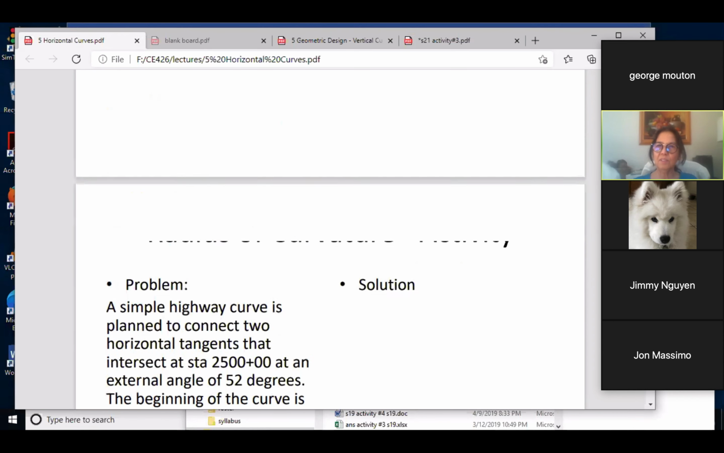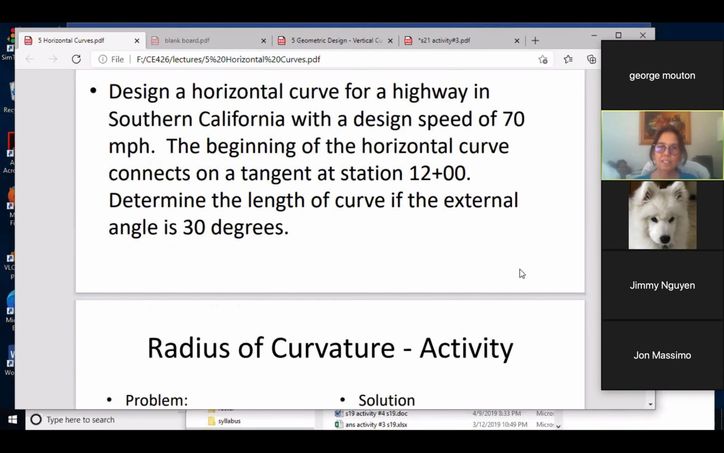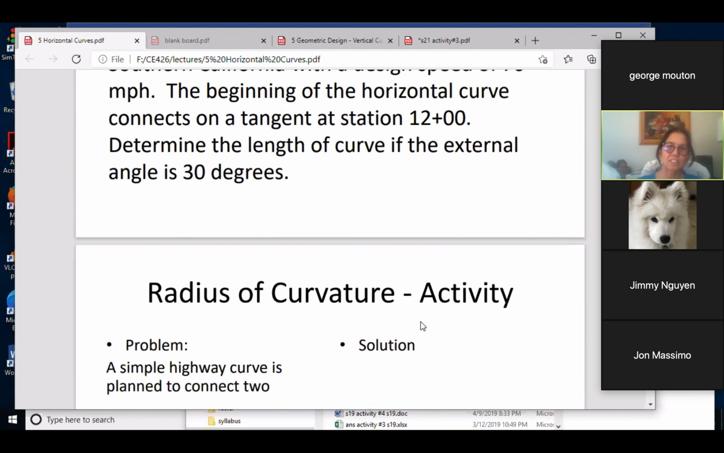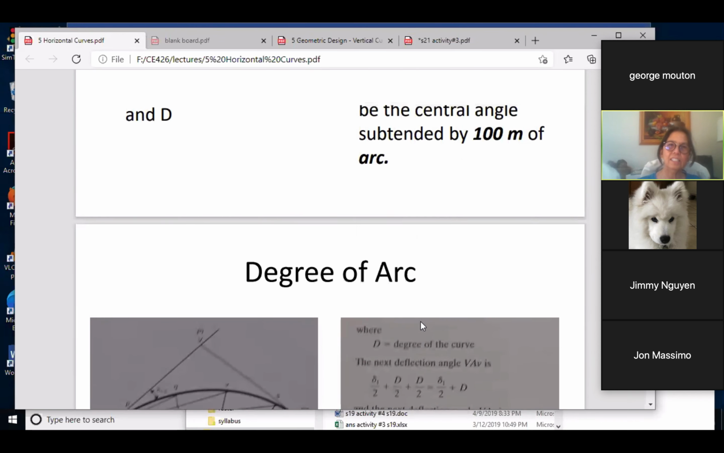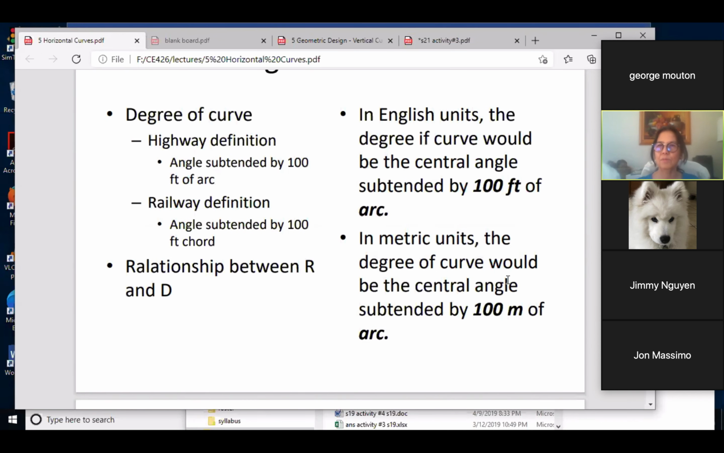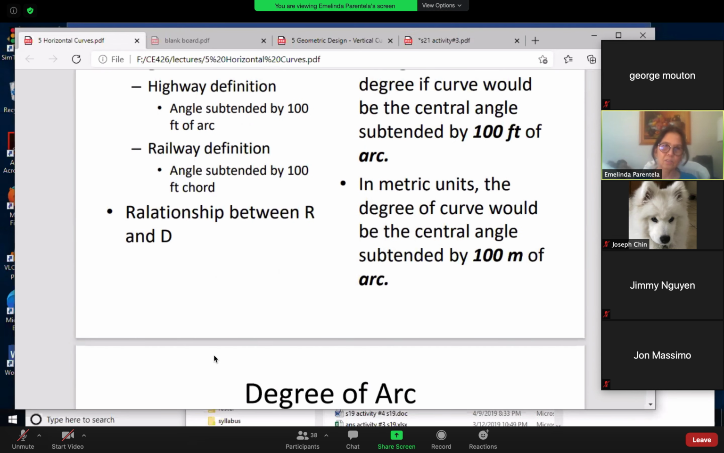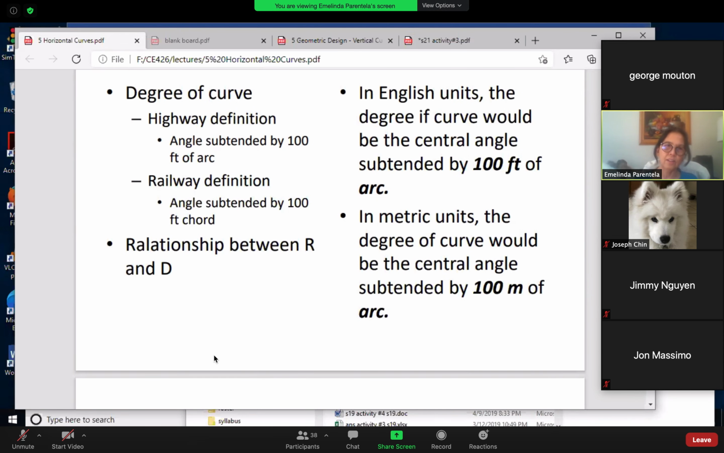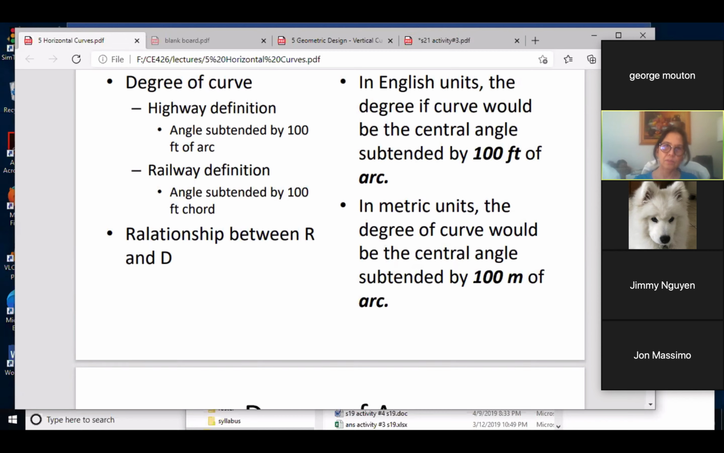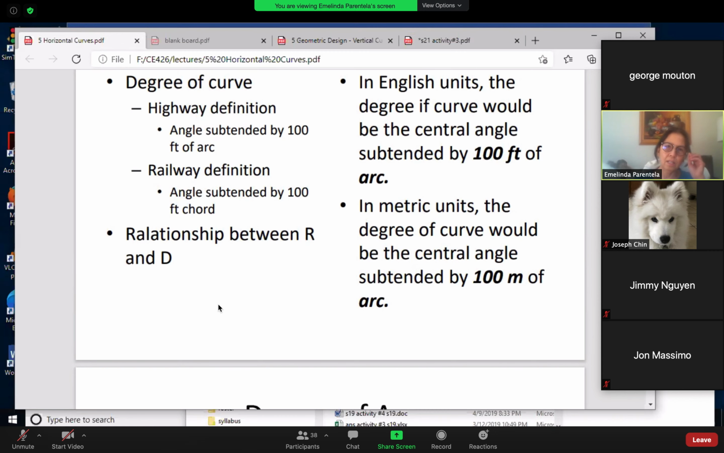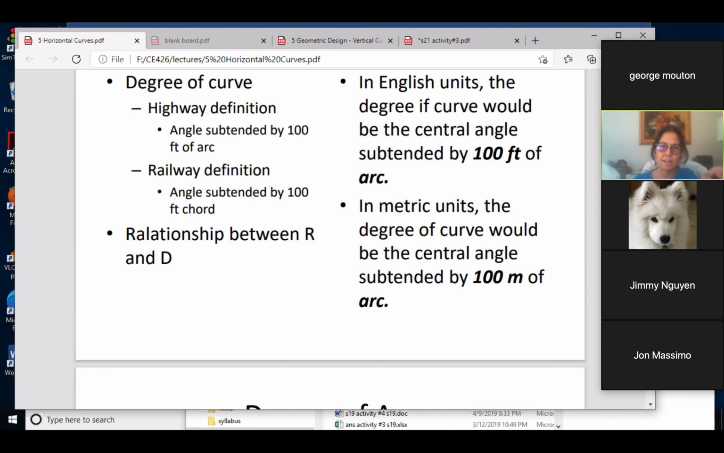So here now we'll go to the next one, the degree of arc. I think this is where we stop right here. So what is the degree of arc? We said that there are two definitions, the highway and the rail definition. And when you're using the highway definition, we're talking about the 100 feet arc.